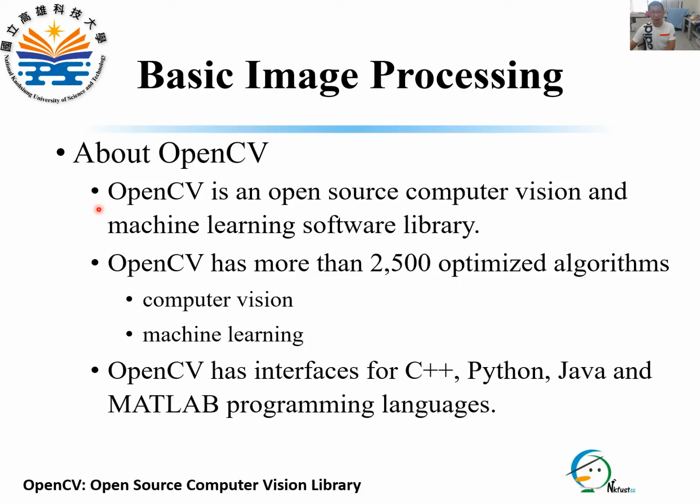OpenCV is an open source computer vision and machine learning software library that has more than 2,500 optimized algorithms in computer vision and machine learning fields. In addition, OpenCV has interfaces for C++, Python, Java, and MATLAB programming languages. Currently, OpenCV is the most popular and widely used software library for computer vision.